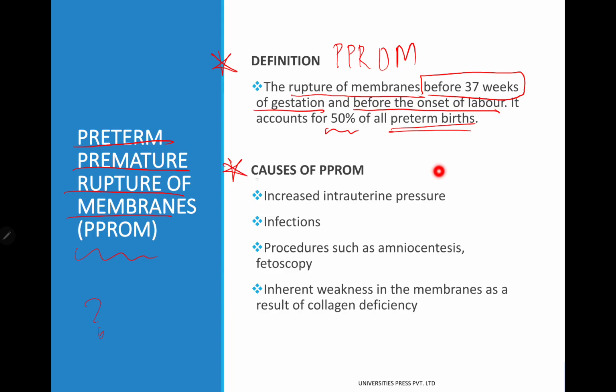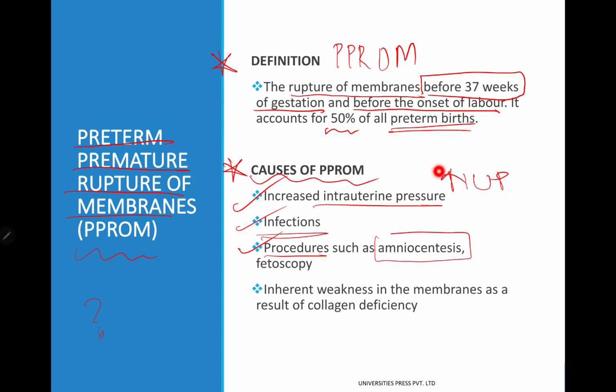Now, what are the causes of PPROM? The causes of PPROM are increased intrauterine pressure, which is the main cause. Infections is another important cause. Procedures such as amniocentesis and fetoscopy are another major cause for PPROM. Inherent weakness in the membrane as a result of collagen deficiency can also be a cause of PPROM.